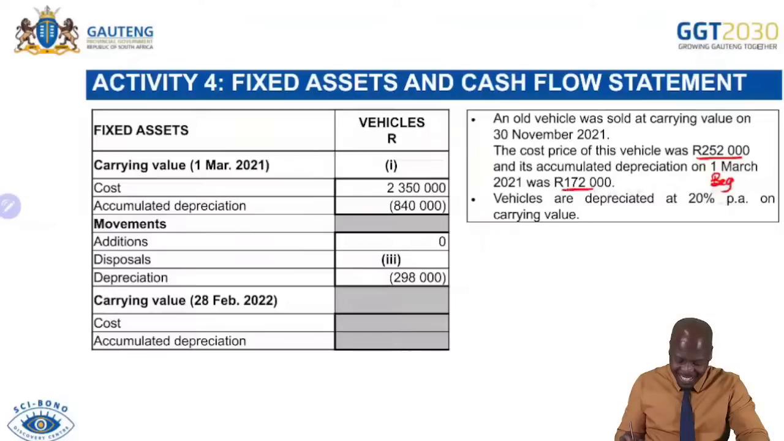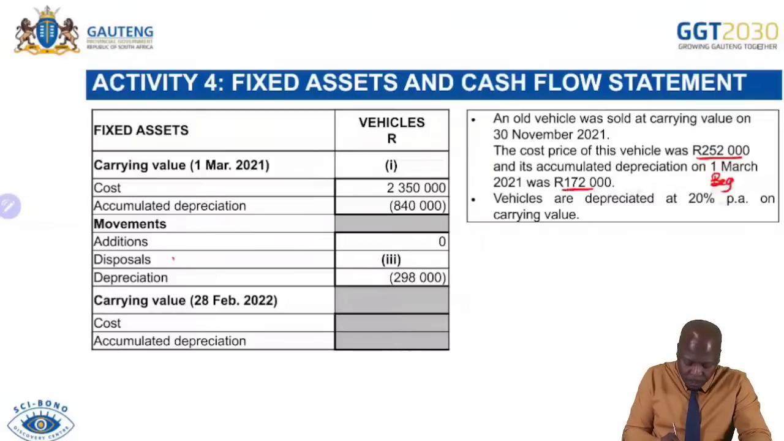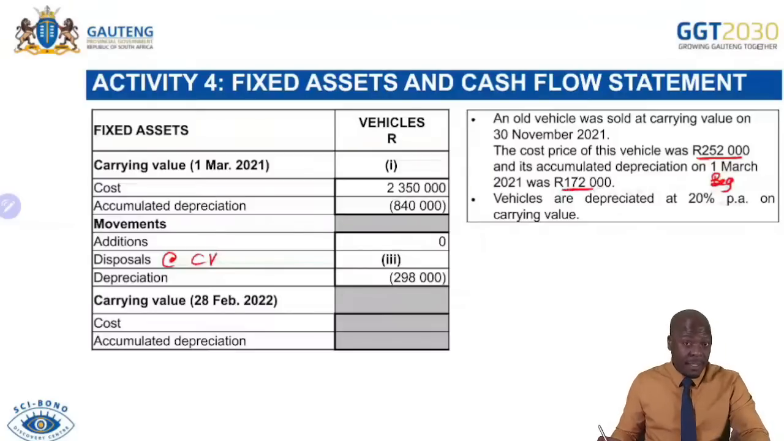What must we calculate? The disposal, and we know it's at carrying value. What this simply means is calculate the carrying value of the asset that we have sold. That's what they are saying. Give us the carrying value of the asset that we have sold. All right. So what we understand is that we have a vehicle.